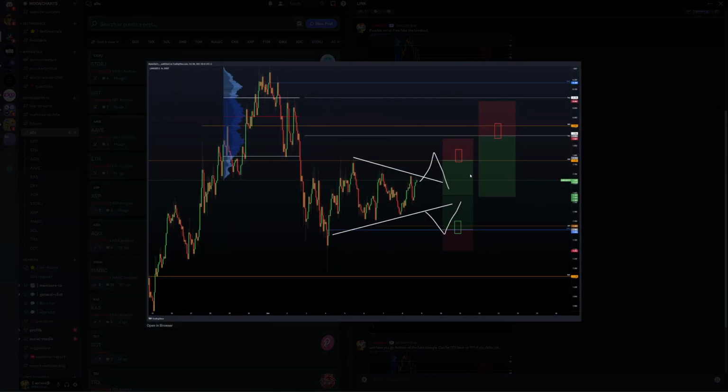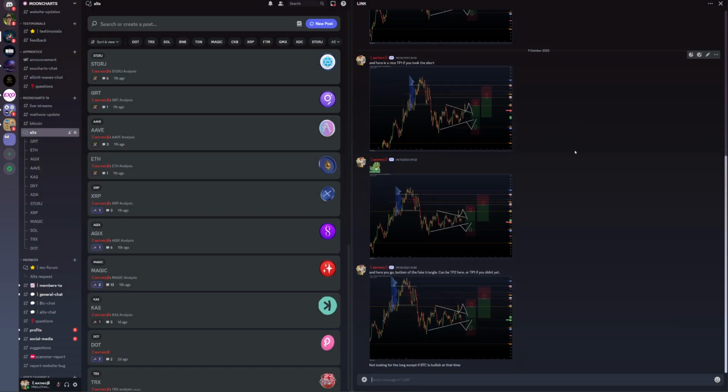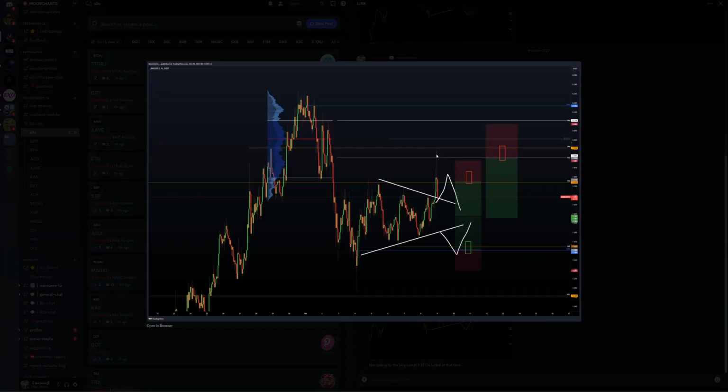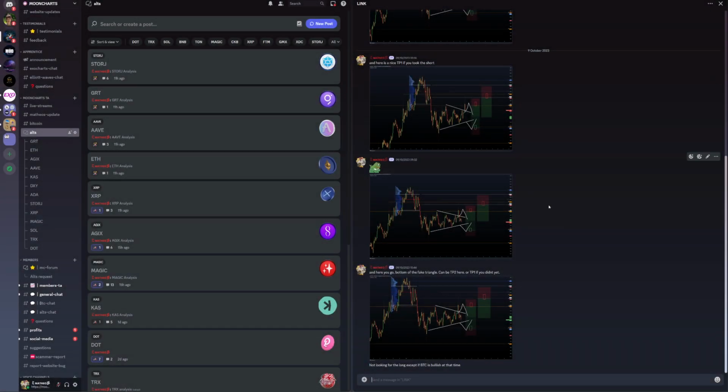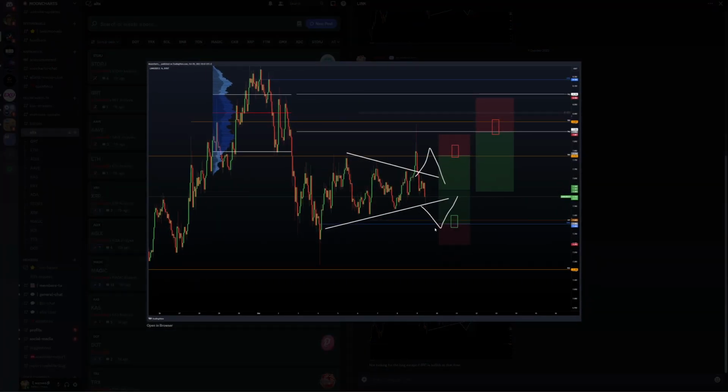But for example, this is what we had planned: a possible short fake out on the top, a possible fake out on the low. So we got the quick move to the upside to my second target here. We got the nice reversal, and from here, as I said, for the long, I am not looking for a long except if Bitcoin is bullish at that time, and Bitcoin was not at all bullish at that time. So we just got a continuation to the second target and got a bounce from here, and the reversal.